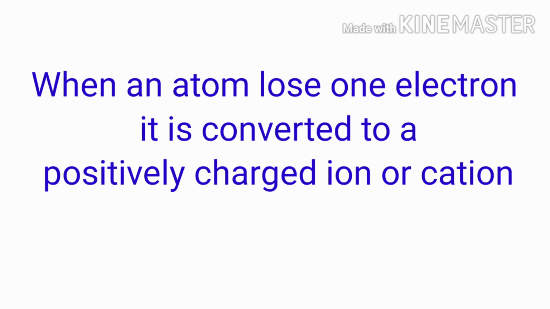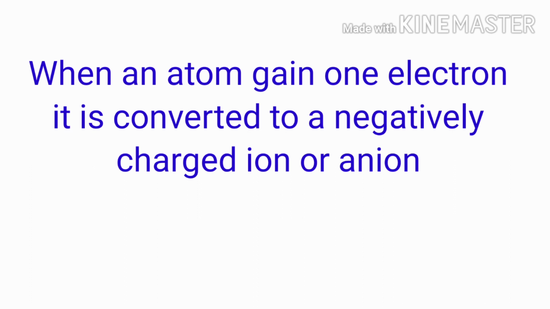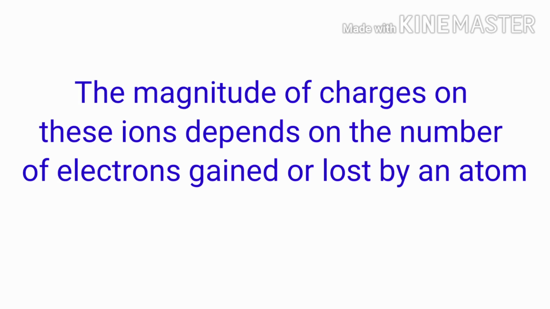When an atom loses one electron, it is converted to a positively charged ion or cation. At the same time, when an atom gains one electron, it is converted to a negatively charged ion or anion. The magnitude of charges on these ions depends on the number of electrons gained or lost by that atom.